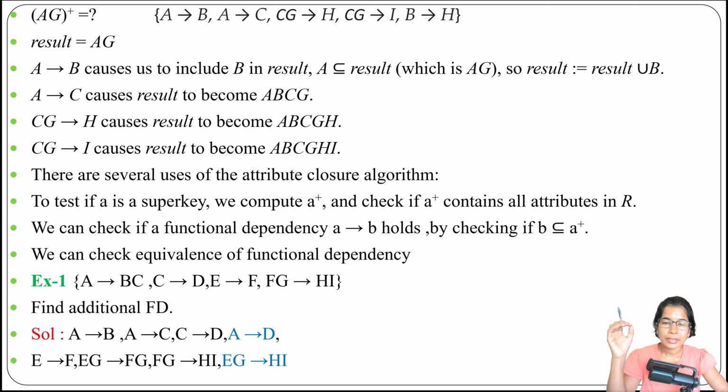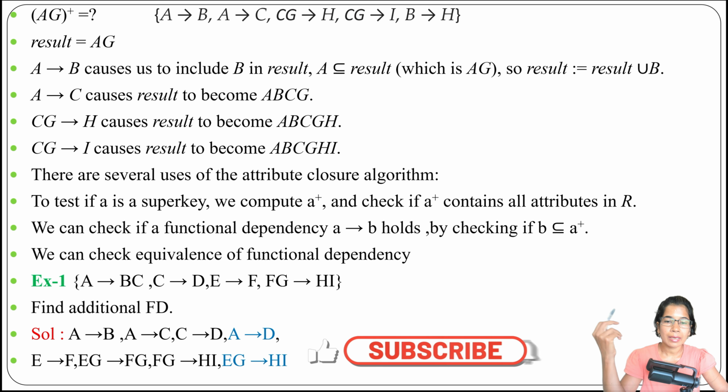In today's lecture, I discussed what attribute closure is, how to find attribute closure, and what the uses of attribute closure are: for finding super keys, for checking functional dependencies, and for finding equivalence of functional dependencies. We use attribute closure. In the next lecture, I will discuss some more examples of using attribute closure.